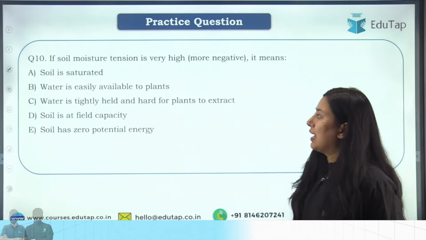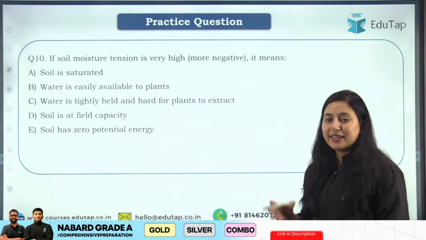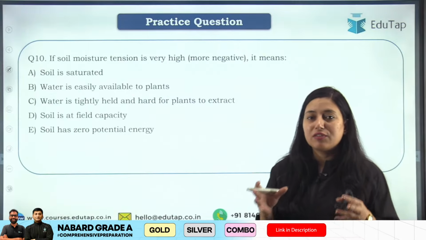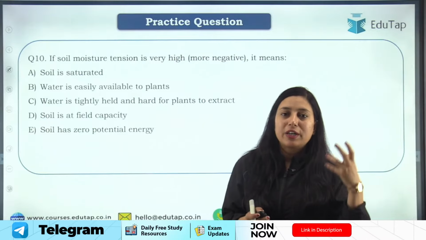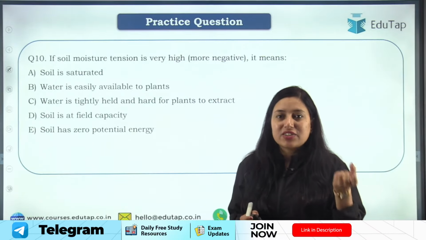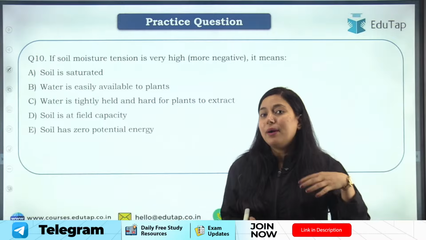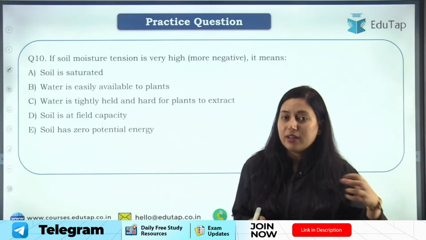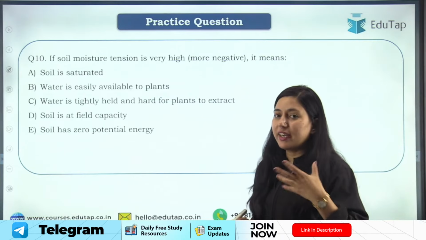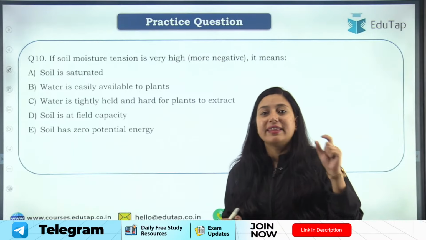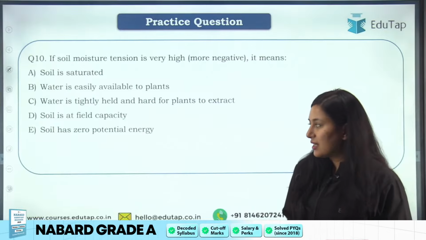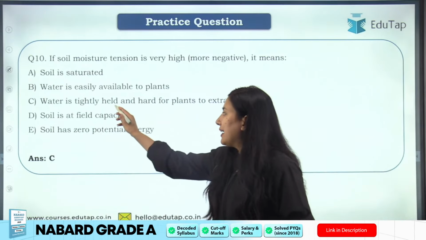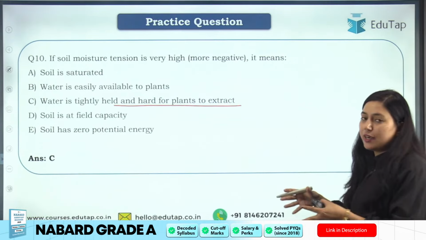ठीक है, so I have told you what is soil moisture tension. It is basically the tenacity with which water is held inside the soil, or we can say force per unit area that is required to extract water. ठीक है, अब अगर ये ज़्यादा होगा, this pressure, this force per unit area which is required, will be more, then what will be the scenario? Okay, so very good, I can see right answers coming. Water is tightly held and hard for plant to extract.